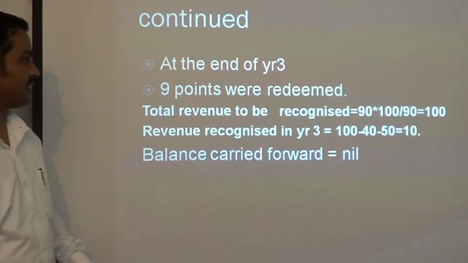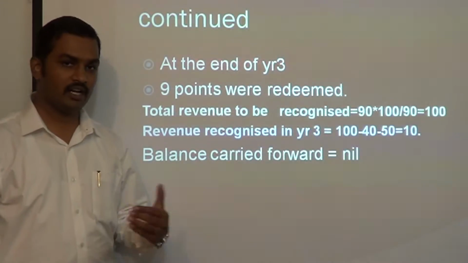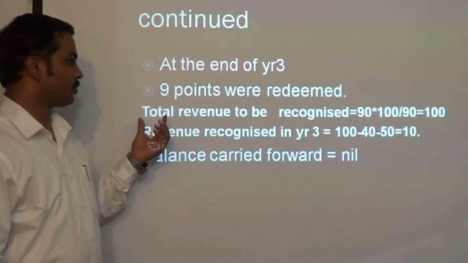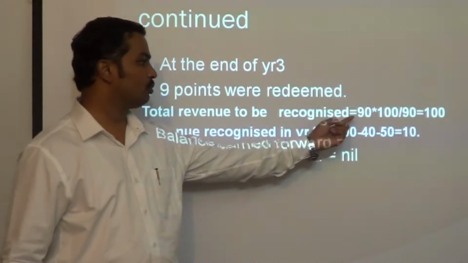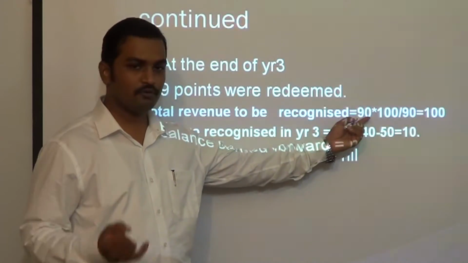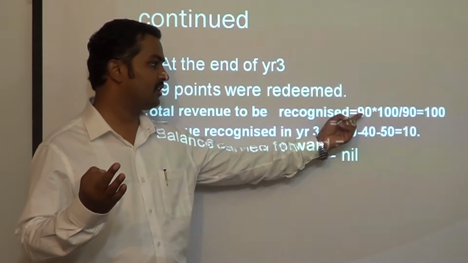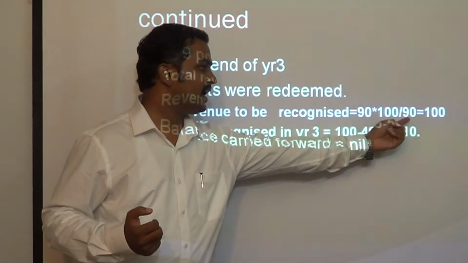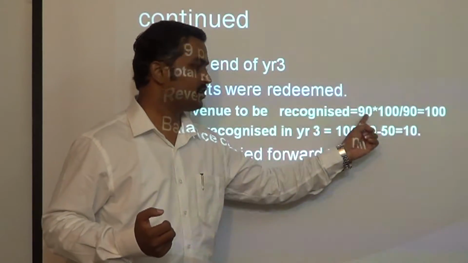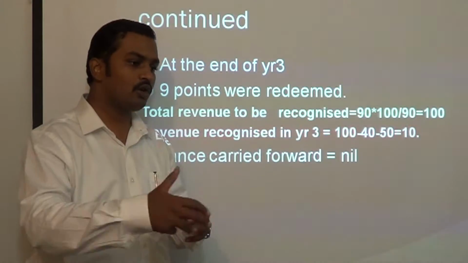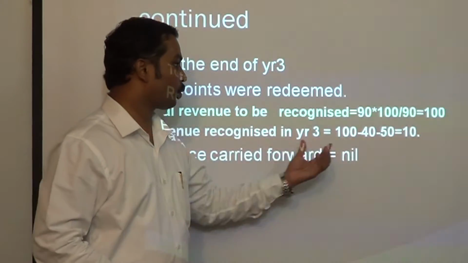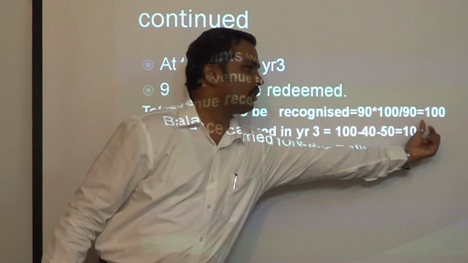Now at the end of year 3, the remaining 9 points were redeemed. So cumulatively 90 points have been redeemed: 40 in the first year, 41 in the second year, and 9 in the third year. So 90 divided by the expected number of points, 90, means that 100% of the expected points have been redeemed. So cumulatively we can recognize 100 as revenue.